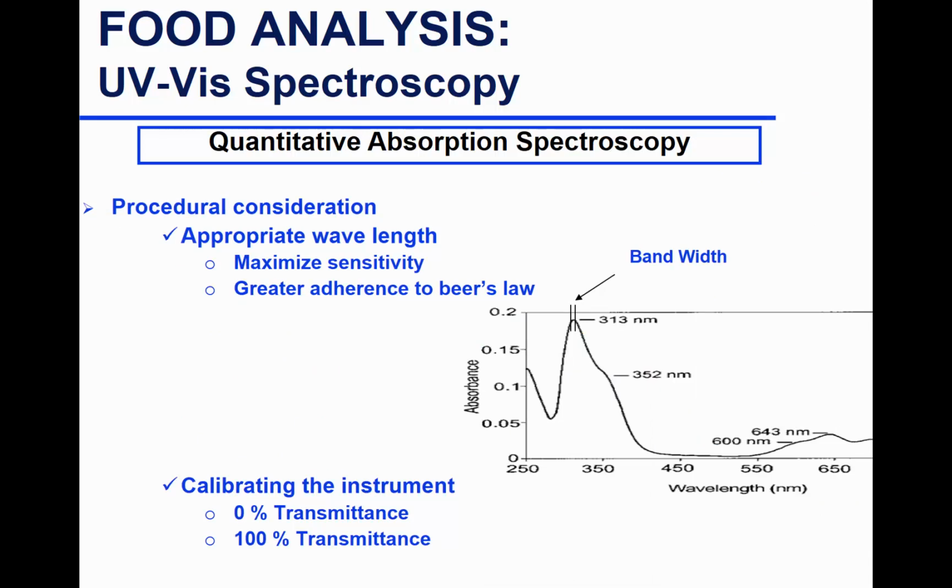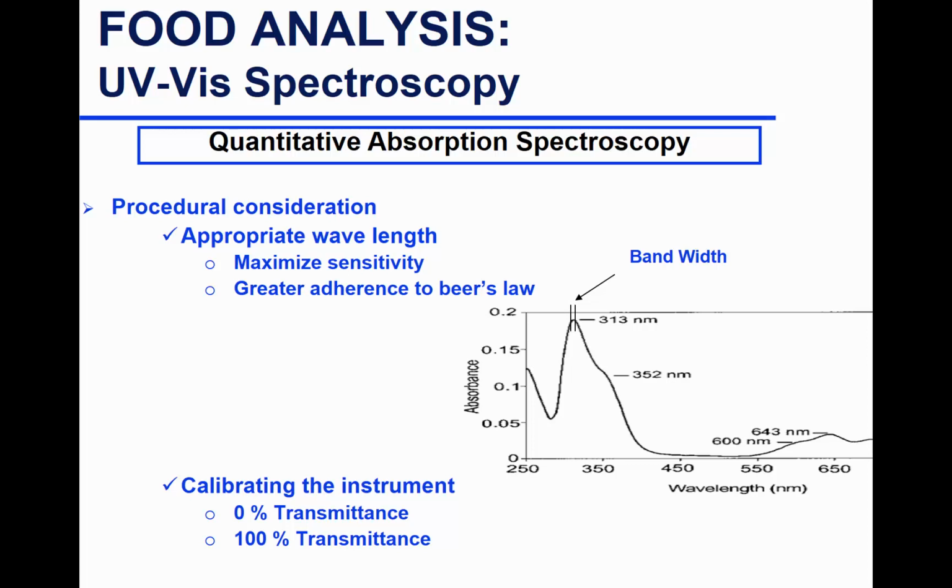Another procedural consideration is the selection of the wavelength. And if you remember from HPLC lab, we talked about selecting lambda max for quantification. Does anybody remember what is lambda max? I'm sure all of you remember what lambda max is. Nick? The wavelength at the highest absorbance. And why we want that? Because you have the maximum sensitivity there. So you can detect lower concentrations at the lambda max.